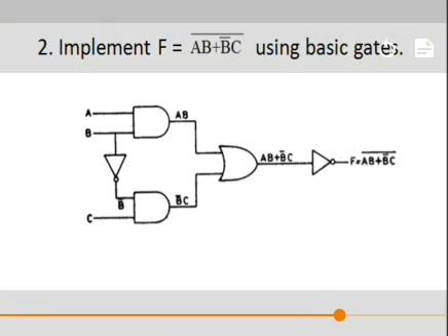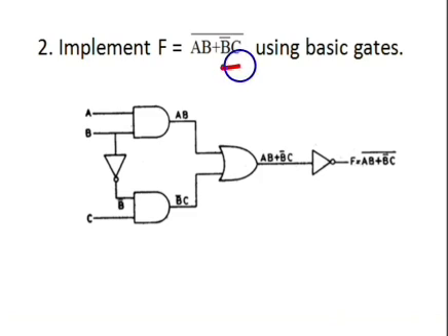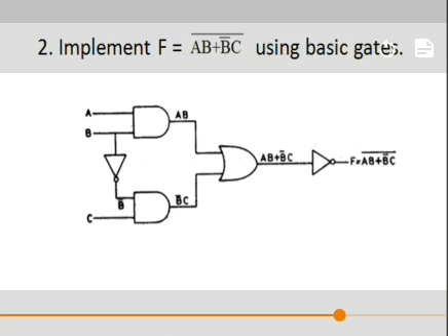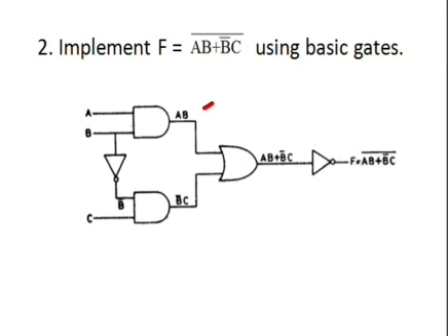And next, we must do B complement into C. So B complement into C means we must use the AND gate, because of multiplication. So one input is B complement and another input is C. So what is the output of the AND gate? B complement into C.